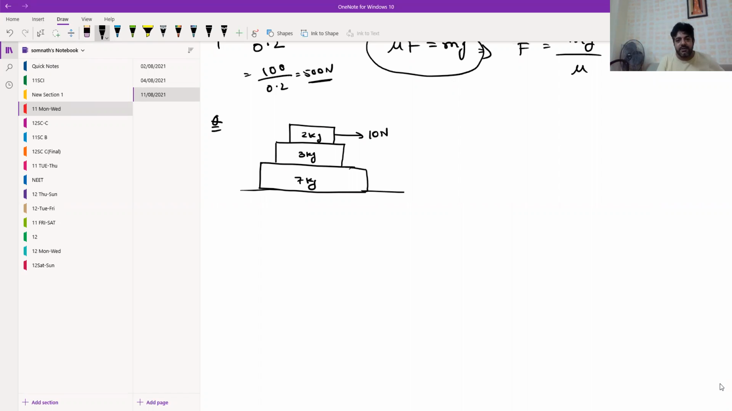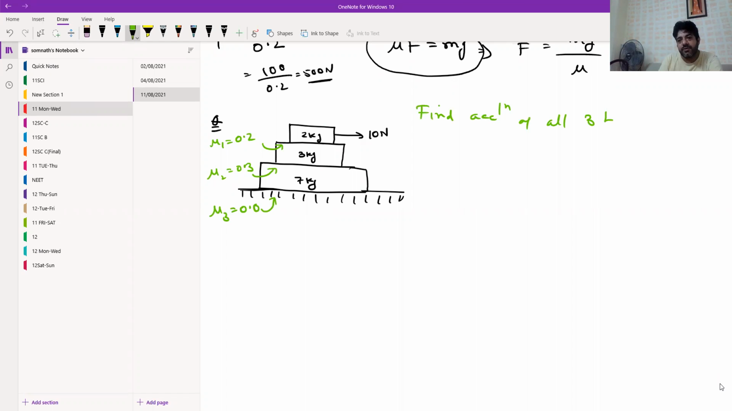Force is given 10 Newton, and this is on the ground. This is on the ground. Now mu1 is given 0.2 between 2 kg and 3 kg. Mu2 is given 0.3 between 3 kg and 7 kg, and mu3 is given 0.0, meaning frictionless, no friction is there. So the question is that find the acceleration of all 3 blocks. I think you all understand the question.